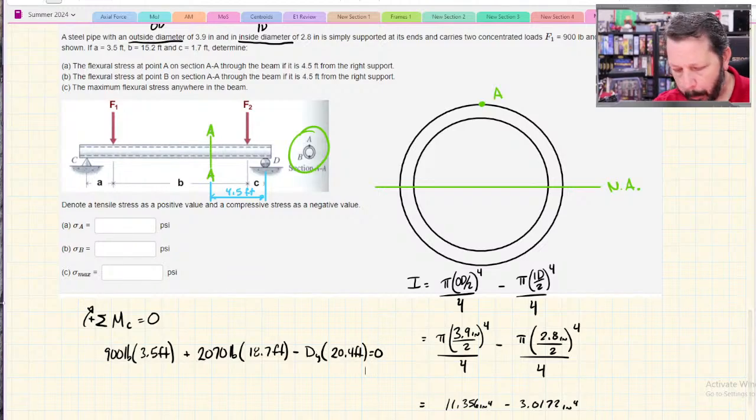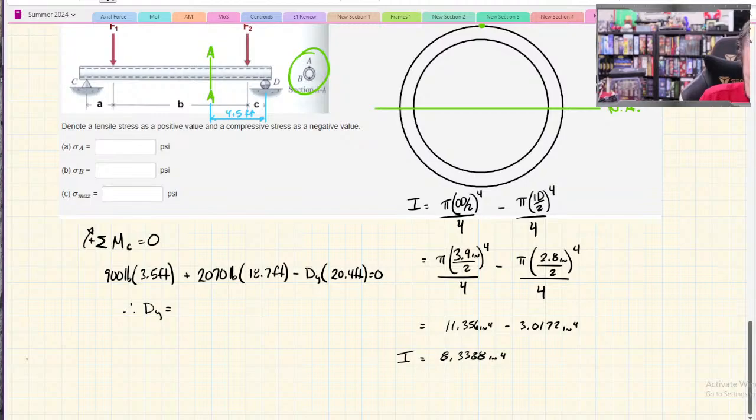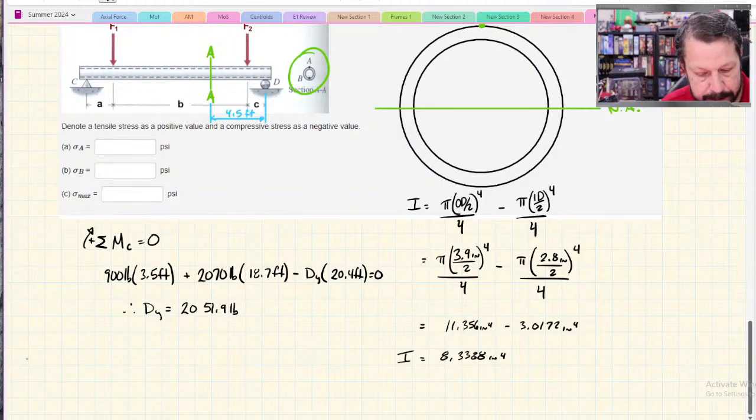Okay, so we should be able to solve for Dy. It's 2051.9 pounds. That seems reasonable anyway.